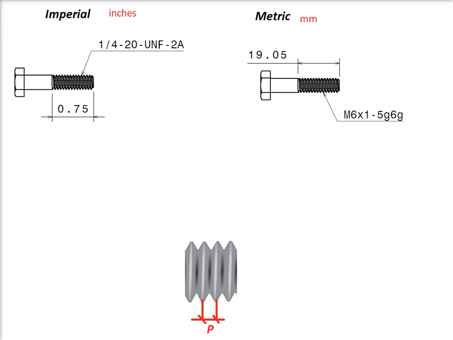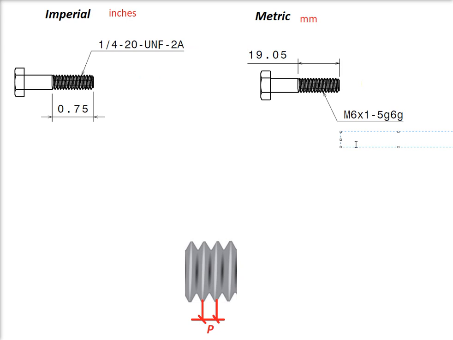Okay, let's move forward. Let's see this number UNF. Let's say UNF2A. UNF means it's a unified fine thread. Okay, if we talk about different thread, like quarter inch 13 instead of 20, when we have fewer of those threads per inch, it will be coarse thread, okay?